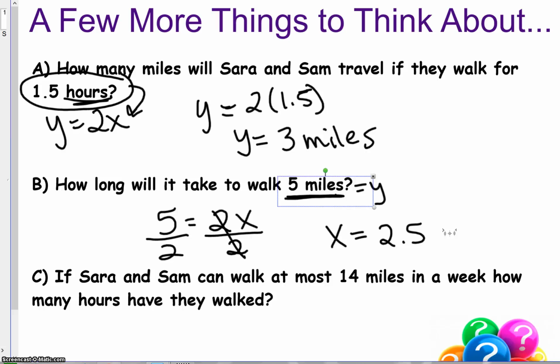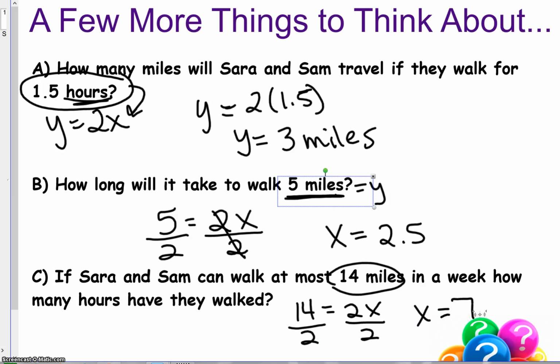Last question. If Sarah and Sam can walk at most 14 miles in a week, how many hours have they walked? All you have to do, 14 miles. So 14 equals 2x. Divide by 2, x equals 7. And "at most" is going to tell you you're not using an equal sign, but you are using what? Less than or equal to.